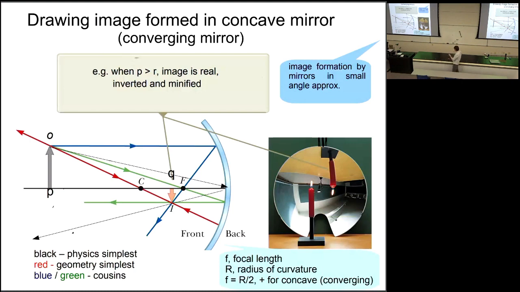Here's actually a picture of that situation. Here's an object. It's the candle. It's placed in front of a concave mirror. And here we're seeing the image. It's smaller. It's inverted. And it's hard to tell in a photograph, but in reality you would see it in front of the mirror. And so this is an illustration of this particular case.